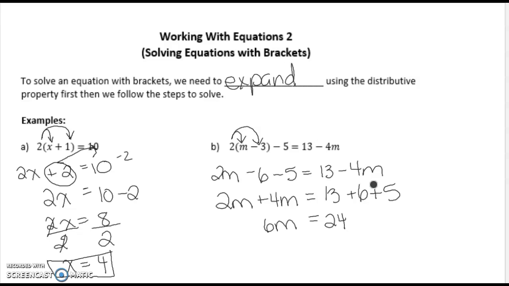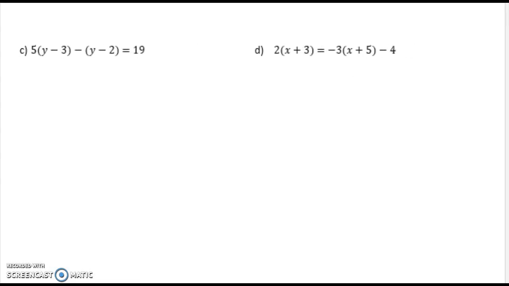And now in order to solve for m, we have to do the opposite of multiply, so we have to divide by 6. And if you do it on one side, you have to do it to the other side. So 6 goes into 6 once, so we're left with 1m. 24 divided by 6 gives us 4. Oh, that didn't look very good. Okay, let's go to the next question.